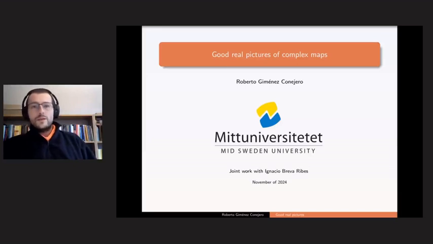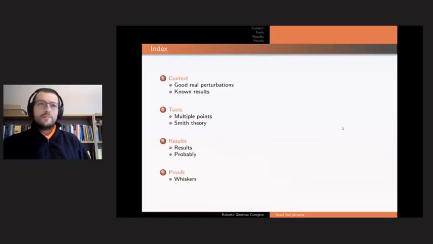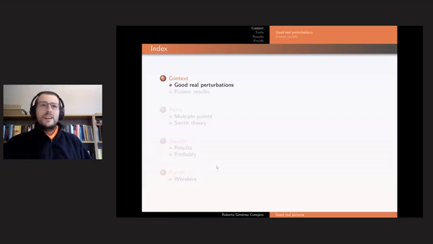I'm going to talk about joint work with Nacho Breva, which is going to be available on arXiv this week or next week, because we are just finishing some drawings. I'm going to talk about good real pictures of complex maps. I'm going to give you some context, tell you what this is, show you some tools that we use, and then explain the results and a bit of how the proof goes.